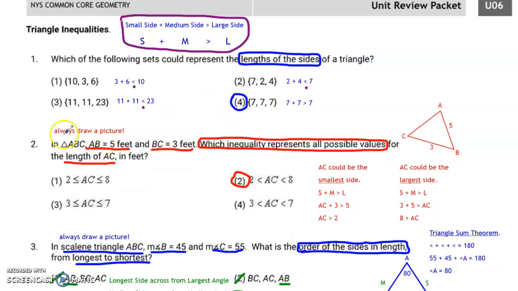Check us out. For question number 2, it talks about triangle ABC, but it doesn't give us a picture, so I went ahead and drew one. It tells us that AB and BC are 5 and 3 feet respectively. It asks for all possible values for the length of AC.